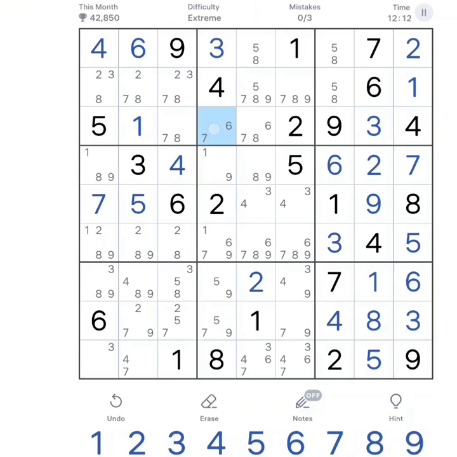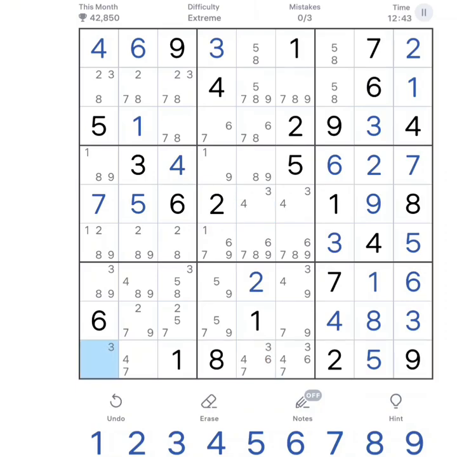Then we have 7 in a lot of places. Wait, I see 5, 9, 1, 9. Nope, nothing else. 7, 5, 9. Nope. 5, 6. 6 right there. 7's right there. 8 at the bottom. And then I have 9's right there. 1, 2. I have a 3 there and down here. I have 4. Well, I have a 3 there and there.